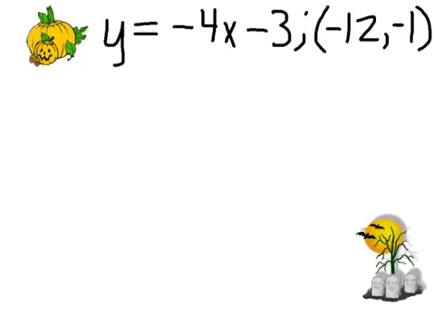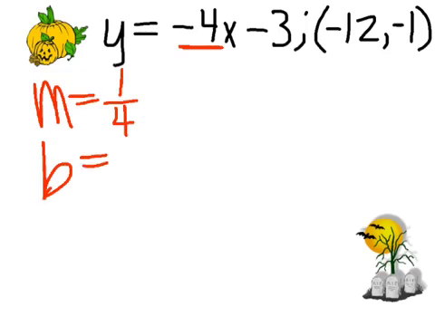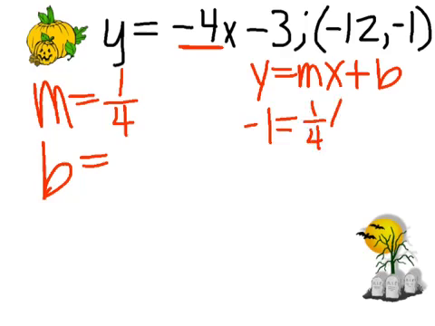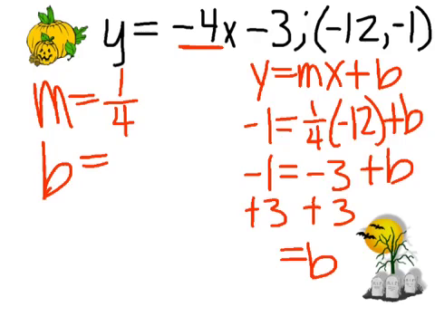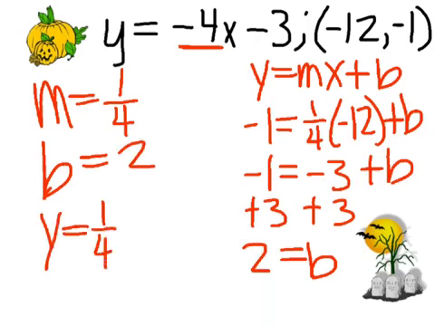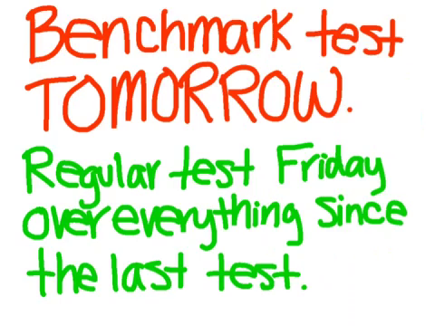Okay, practice problem number 7. Go ahead and bring it on up and drop it off. Okay, the slope of our perpendicular line will be the negative reciprocal of negative 4. That'll be a positive 1 over 4. Our y-intercept, we find that by doing y equals mx plus b. Plug in negative 1 is equal to 1/4 times negative 12 plus b. We get negative 3 plus b. When we add 3 to both sides, our b, or y-intercept, will be equal to 2. So our line is y equals 1/4 x plus 2.